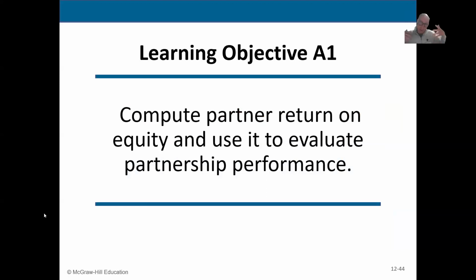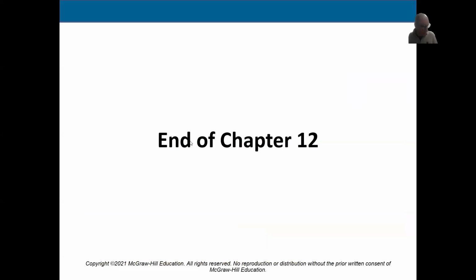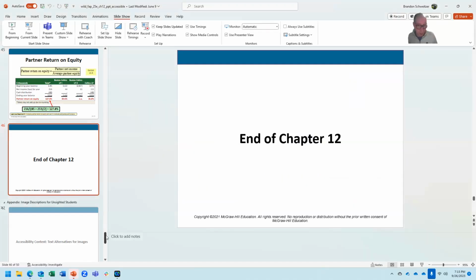And then, of course, a couple of ratios you need to know about. One of those is called the partner return on equity. This tells us the percentage that the respective partners are contributing to the business. We take the partner net income divided by the average partner equity. Remember, to find the average, beginning balance plus ending balance divided by 2. That, my friends, is the end of our discussion today on partnership accounting.